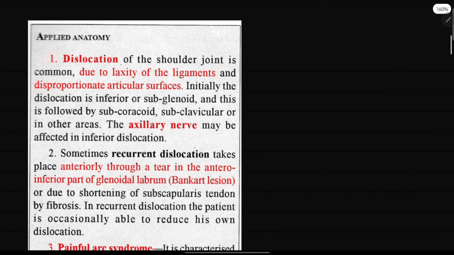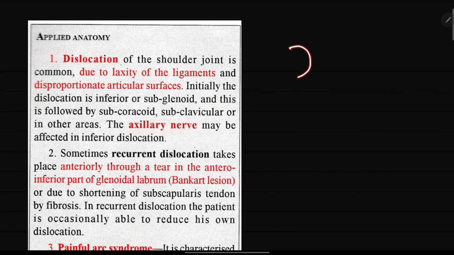Okay, and in the applied anatomy we will see that dislocation of the shoulder joint is very common. It's a very common dislocation due to the laxity of the ligaments and the disproportionate articular surfaces. Initially the dislocation is inferior or subglenoid, and this is followed by subcoracoid, subclavicular, or in other areas also. Usually inferior dislocation is very common, and the axillary nerve may get affected in dislocation.